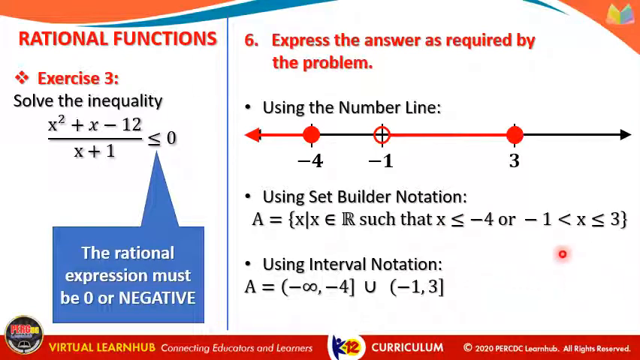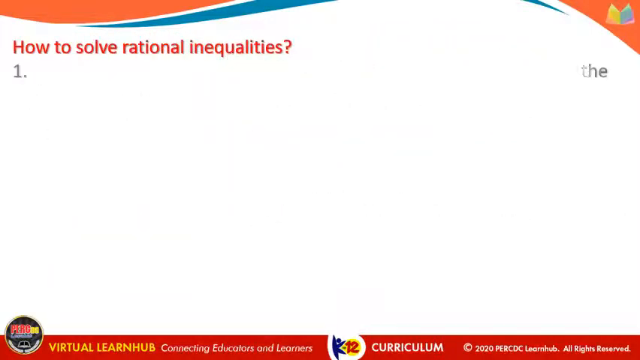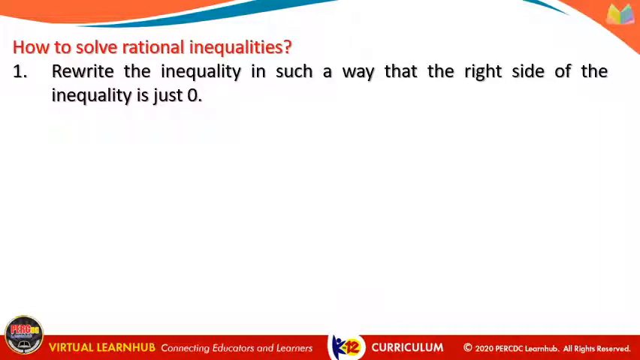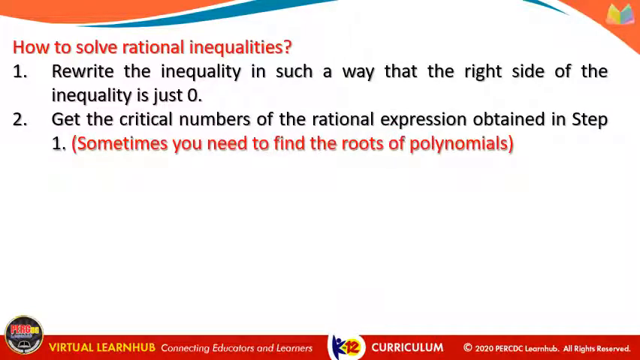I hope nasa tatlong exercises natin, somehow nagkaroon po kayo ng idea kung paano mag-solve ng rational inequalities. And that is the end of our video. So again, how to solve rational inequalities, ulitin lang natin yung 6 na steps natin. First, rewrite the inequality in such a way that the right side is 0. Step 2, get the critical numbers of the rational expression obtained in step 1. Again, sometimes you need to use your concepts in finding the roots of polynomials.